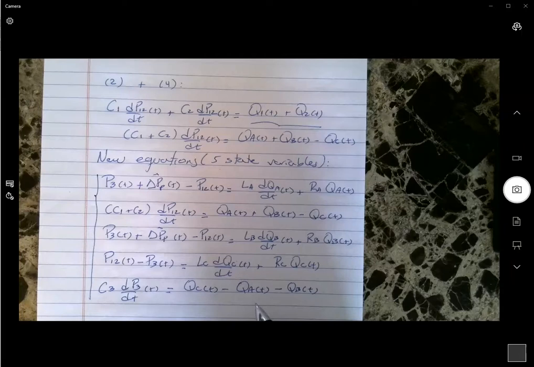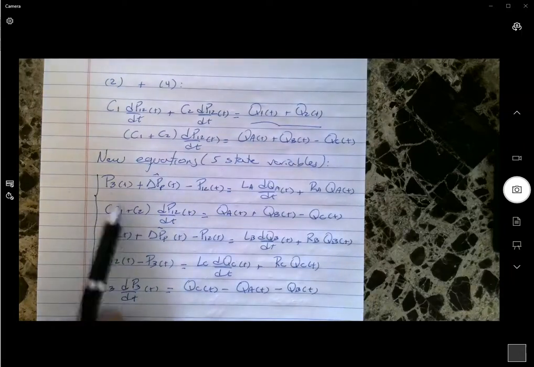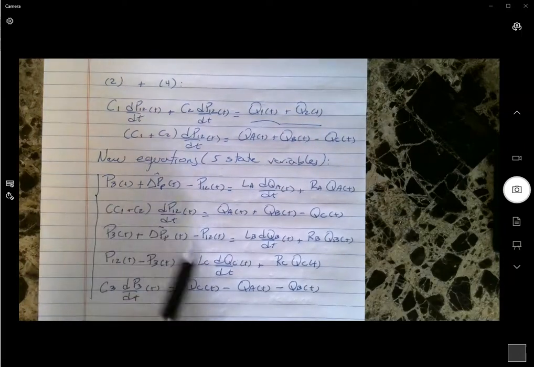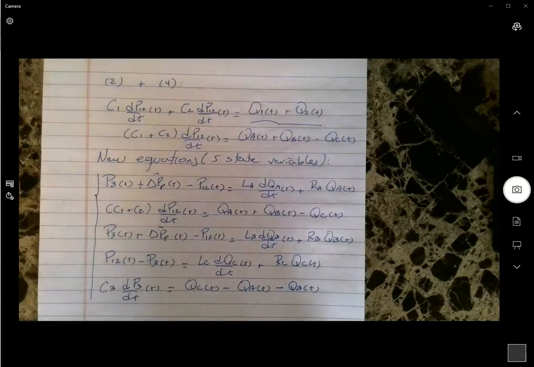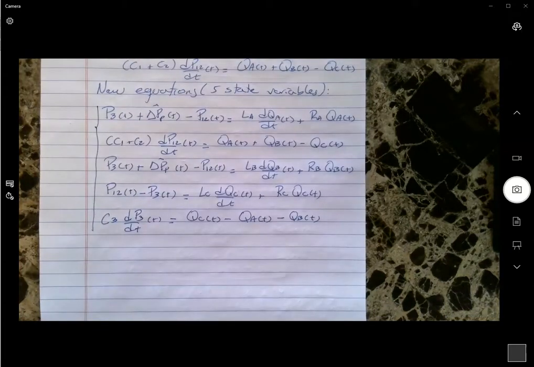And as far as pressure goes, we have P12, and then we have P3. So we only have two pressures now to worry about, because P1 and P2 were exactly the same. There was nothing in between P1 and P2 to make them different. So we have five equations with five unknowns, and now this is a complete system.